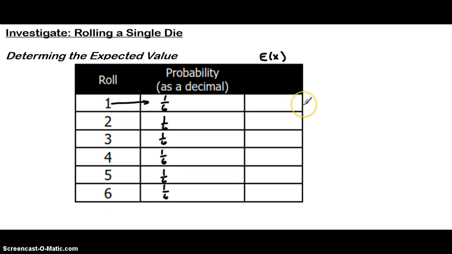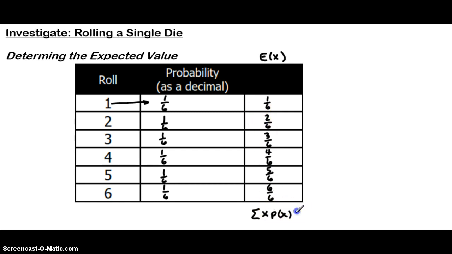So 1 times 1/6 is 1/6. 2 times 1/6, 2/6. Notice I'm not going to reduce this, and there's a good reason why. 3 times 1/6, 3/6, 4/6, 5/6, and lastly 6/6 for 6 times 1/6. So I've multiplied all the outcomes by their corresponding probabilities. The next part is to find the sum of this column, because this is x times p of x. I multiplied all the outcomes by their corresponding probabilities, and that's this column.